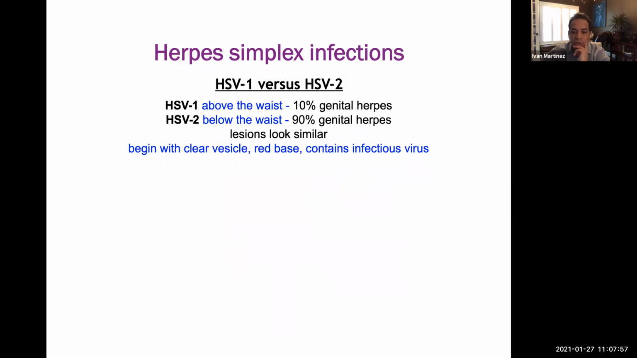Now, the difference between HSV1 and HSV2 is really not too much, it depends on where they're located. There are two different types of viruses, but HSV1 is also called the above-the-waist herpes. So HSV1 is mostly the one causing oral herpes, but still 10% of genital herpes could be HSV1. Meanwhile, HSV2 is called below the waist, where 90% of genital herpes are caused by HSV2.